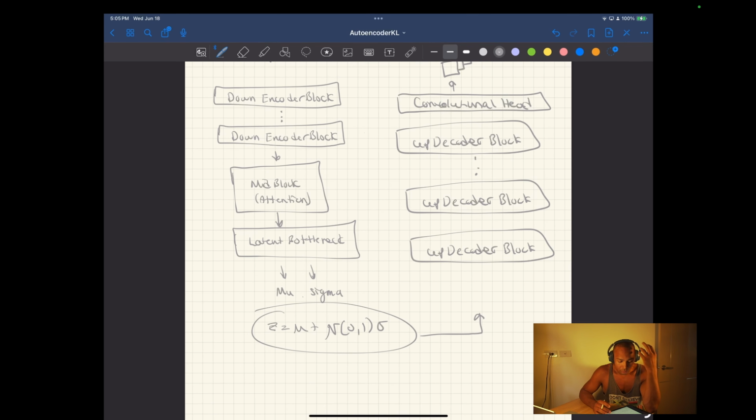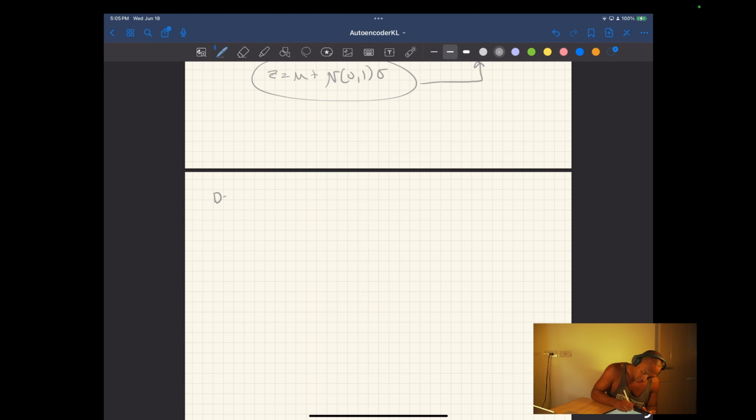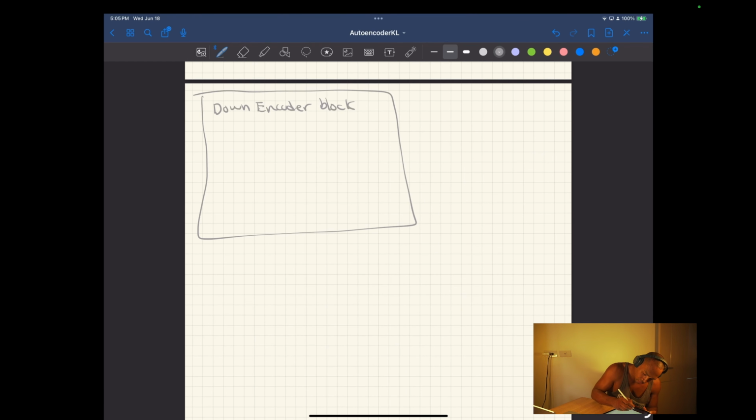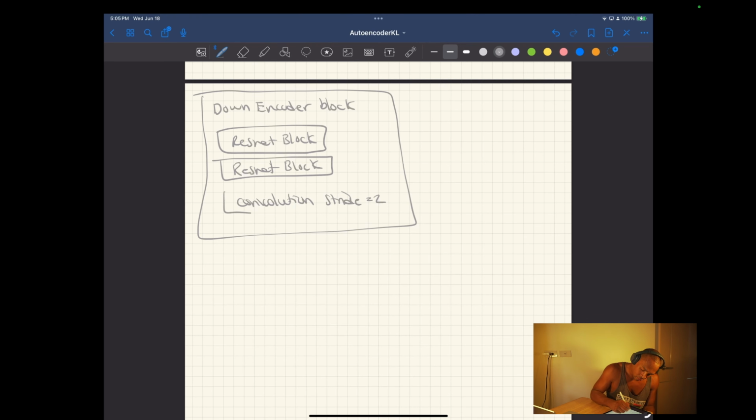So the down encoder block is just going to be a ResNet block and a convolutional downsample, where stride equals 2. So input through output.